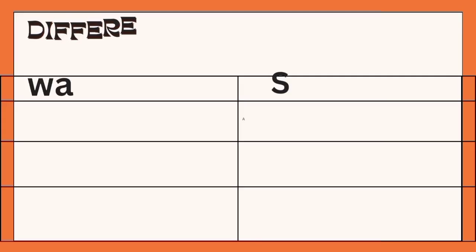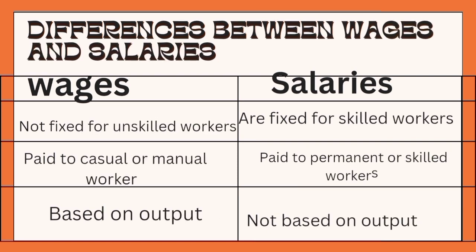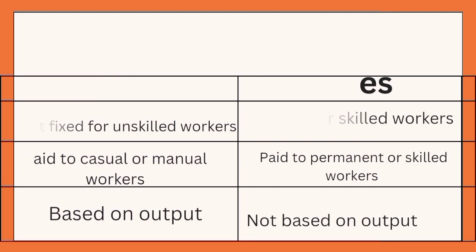Now, let's look at the difference between wages and salaries. Wages are not fixed for unskilled workers, while salaries are fixed for skilled workers. Secondly, wages are paid to casual or manual workers, while salaries are paid to permanent or skilled workers. And then wages are also based on output, while salaries are not based on output.